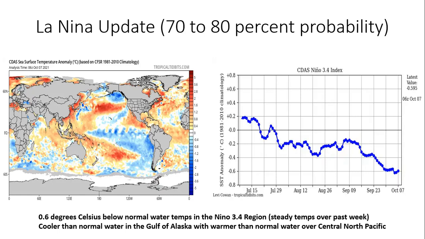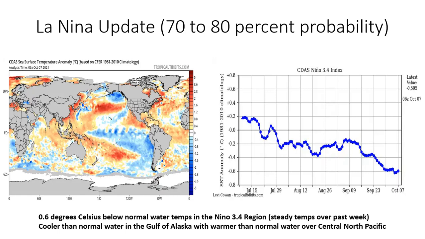All right. And if you look at the graphic on the right, that shows generally the temperature trace of what the water temperatures are like in that Nino 3.4 region. In general, we're looking at 0.6 degrees Celsius below normal water temperature in the Nino 3.4 region right now. You can see by the blue line on the right the general trend of the line. Since mid-September, we've seen a steadying out and then a gradual step down, or cooling, of the water in the Nino 3.4 region.